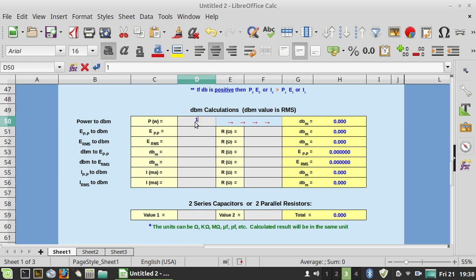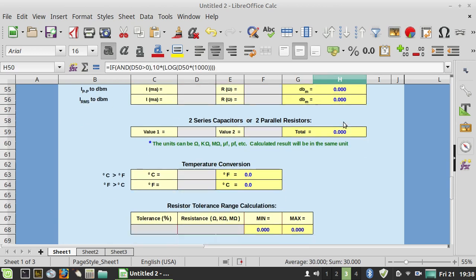1 watt should be 1000 milliwatts, which is 30 dBm. Anyway, two caps or two resistors.